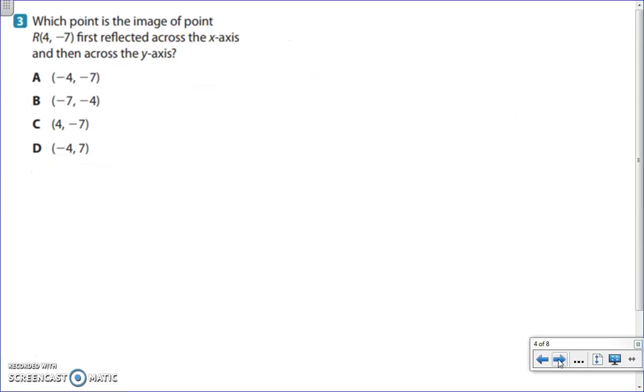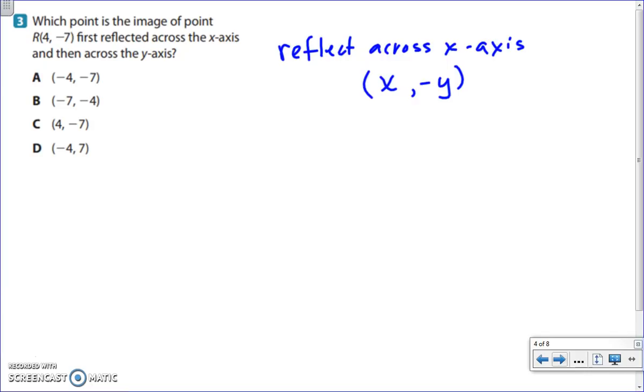It says, which point is the image of a point R, force -7, first reflected across the x-axis and then across the y-axis? So a couple things that you might want to write down to remember: if we reflect across the x-axis, x stays the same, and then we want the opposite of the y-coordinate. Okay, x stays the same. If we're reflecting across the y-axis, the x is the opposite of the value, and then the y stays the same.